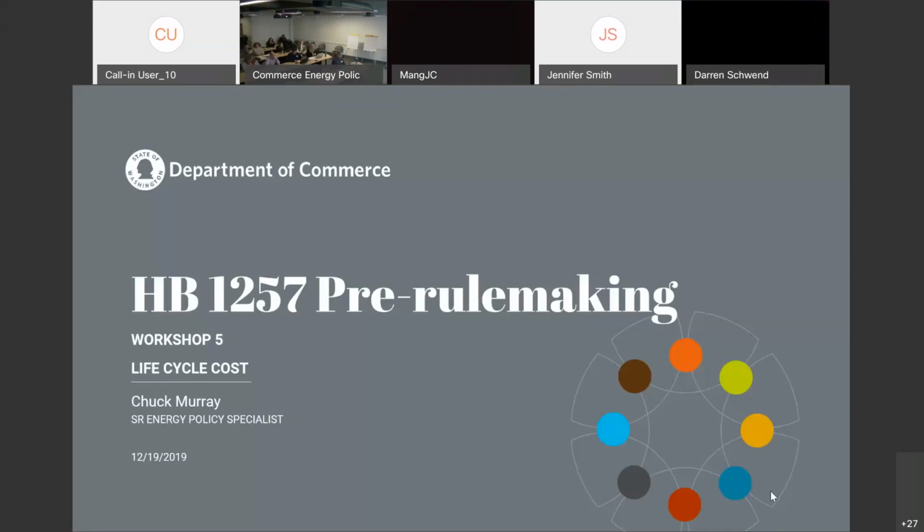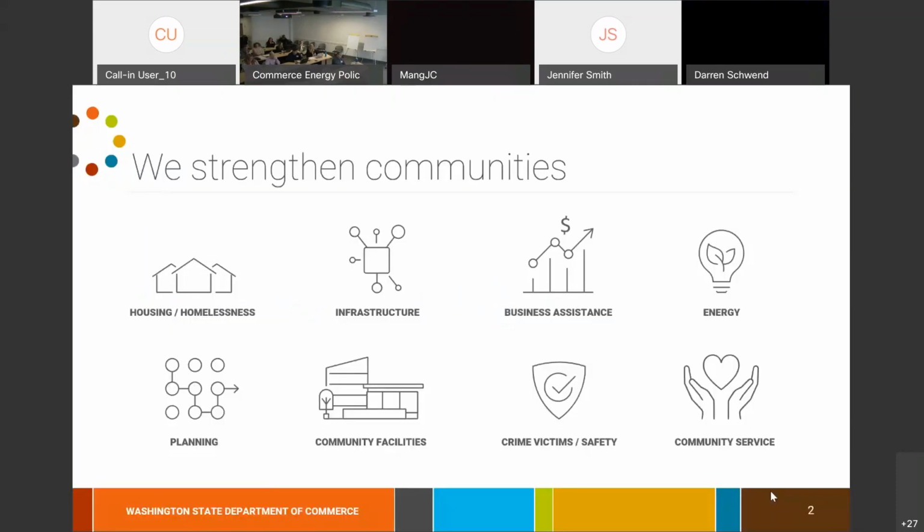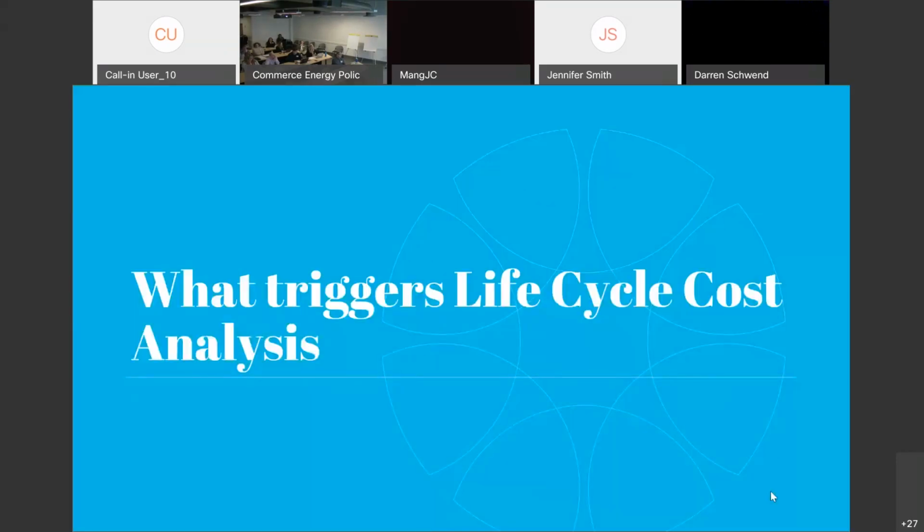I'm going to start with some very simple discussion about what leads folks to having to do life cycle cost analysis within the standard. Not everybody has to do it. Matter of fact, a whole lot of people don't. But there are a few niches where it becomes a very important part of your work.